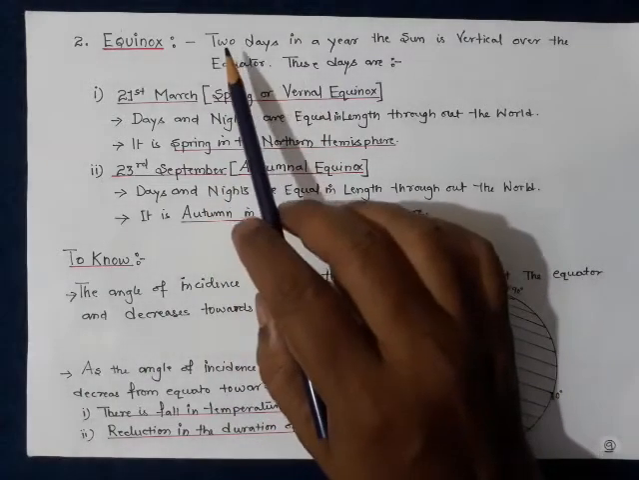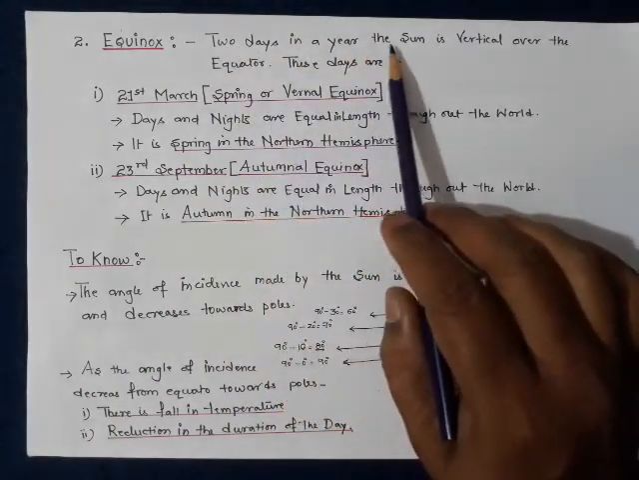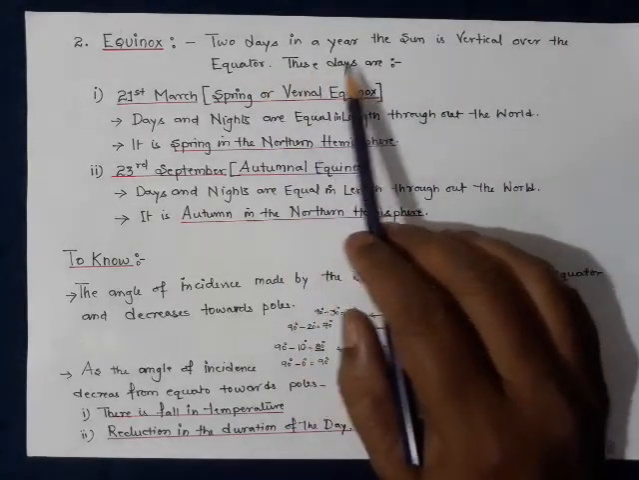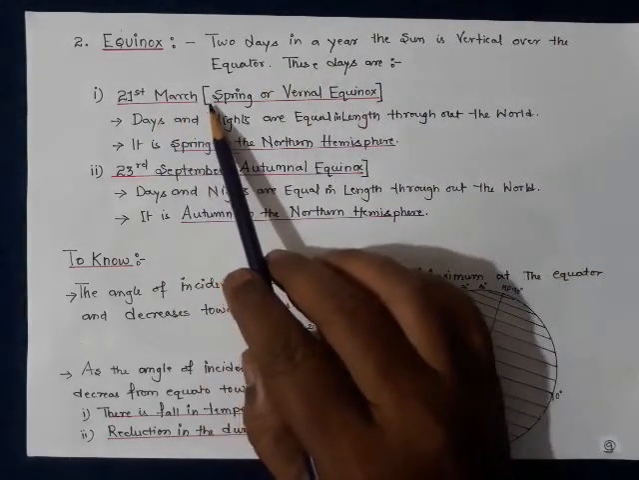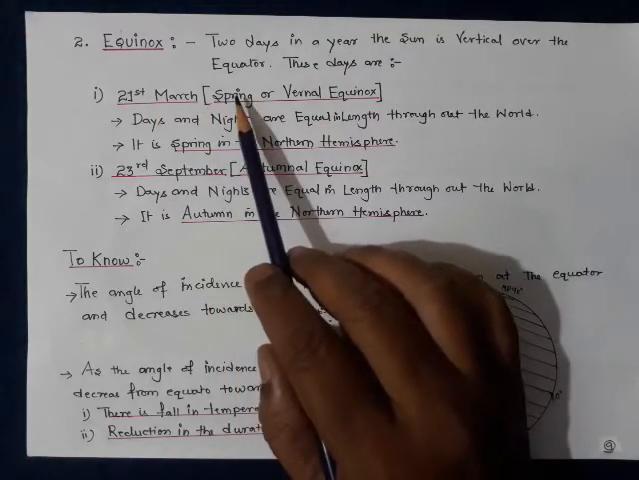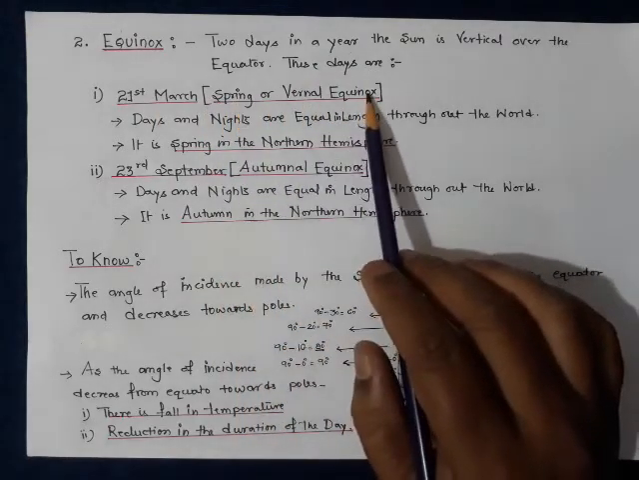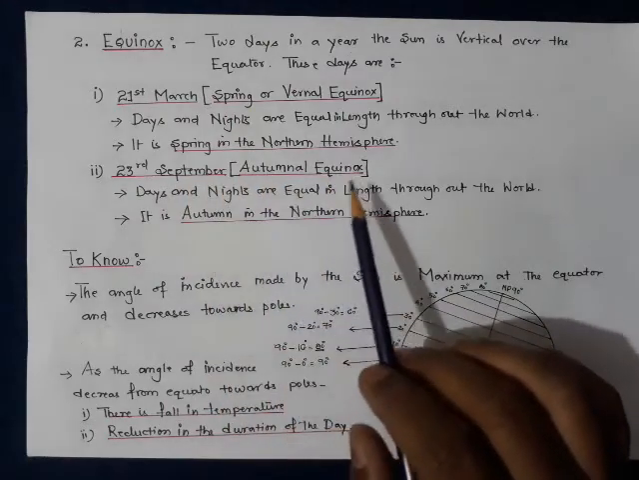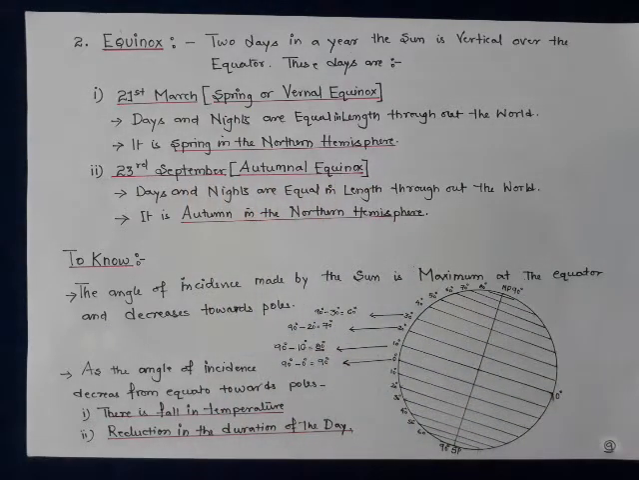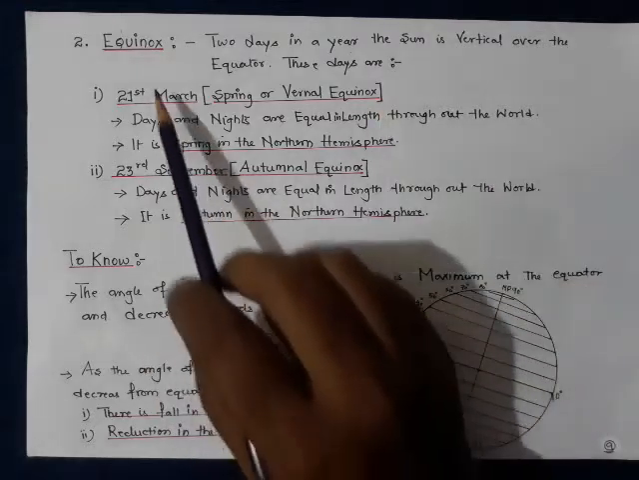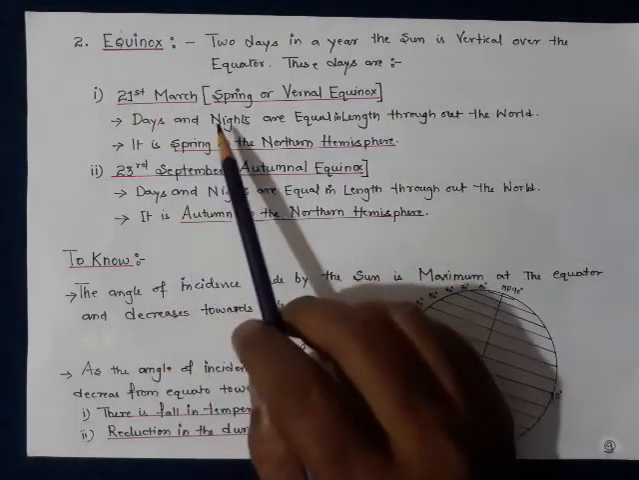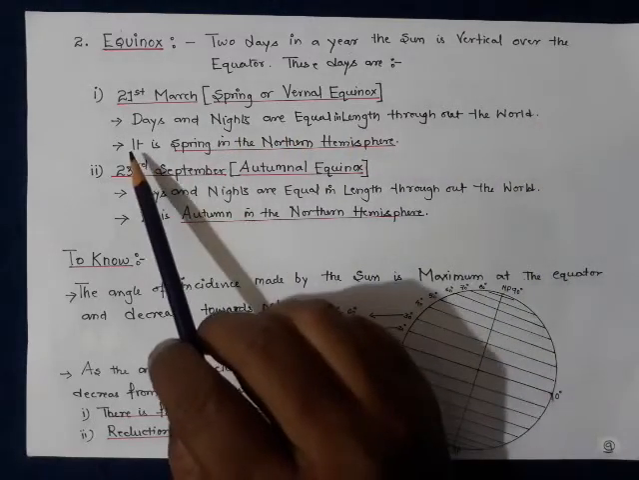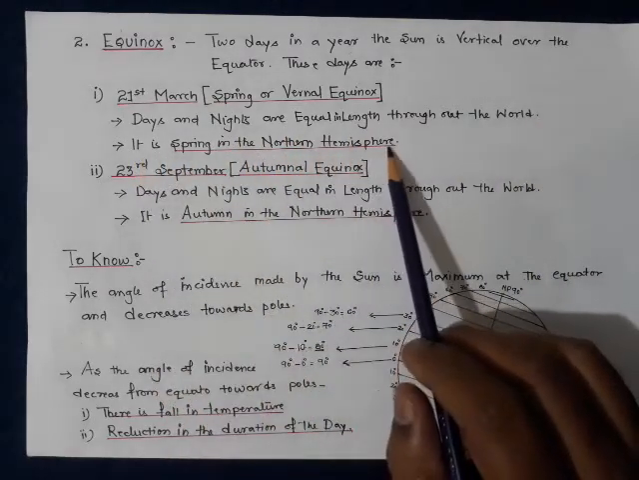Equinox is the position where 2 days in a year the sun is vertical over the equator. These days are 21st March, known as the spring or the vernal equinox, and 23rd September, known as the autumnal equinox. So during these days, that is 21st March, the days and the nights are equal in length throughout the world. It is spring in the northern hemisphere.